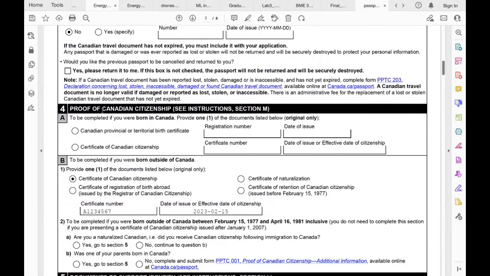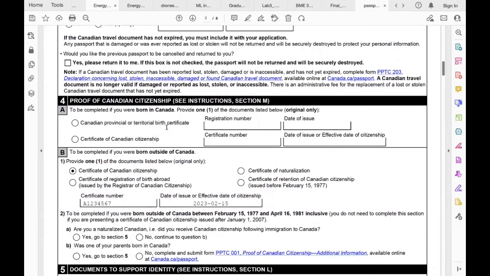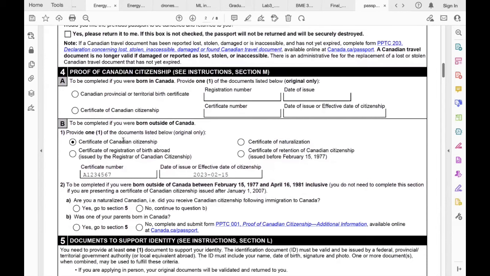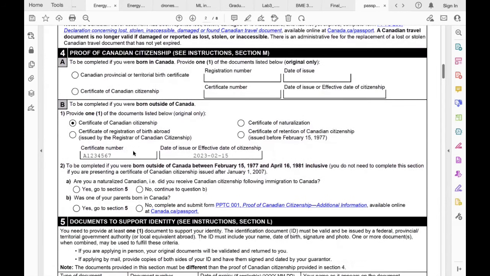Number 4, proof of Canadian citizenship. I'm supposing you are not born in Canada. You are an immigrant who just got your citizenship. So leave number 4 blank. Okay, don't touch it. Number B. If you are born outside of Canada, you need to fill this one.